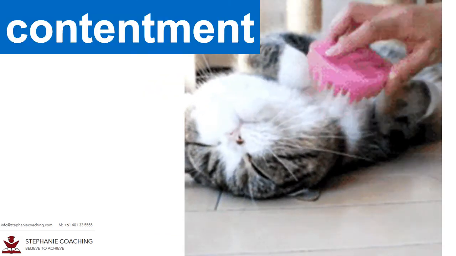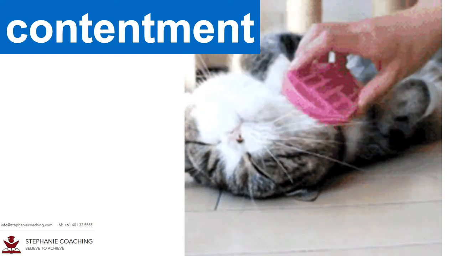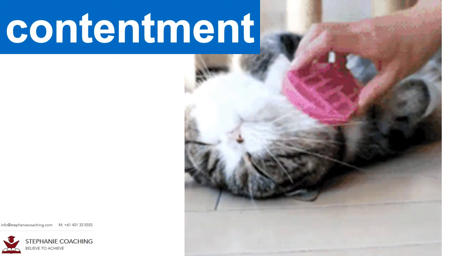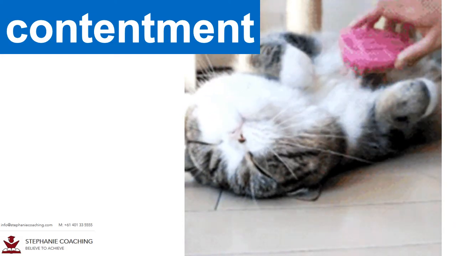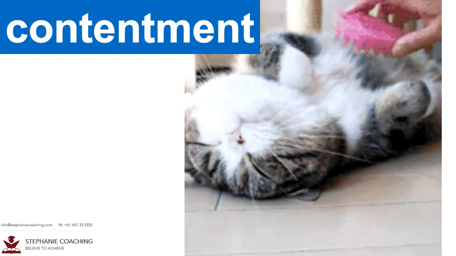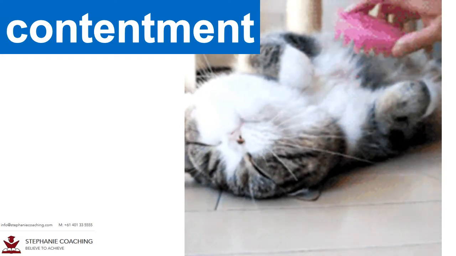Word number 10 is contentment. Another word for contentment is satisfaction. This means how satisfied you are with something. For example, the kitten showed contentment when she was being brushed on her tummy.